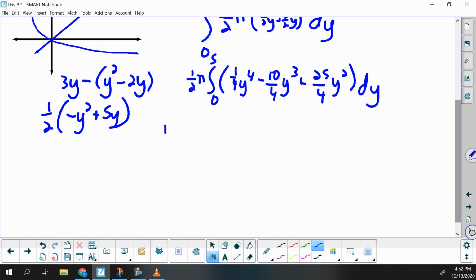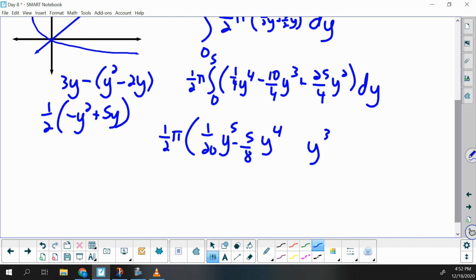So we'll take our antiderivative. We're going to have y to the 5th, so now we'll have 1/20th out front. We'll have y to the 4th, so we're going to have negative 10/16, which reduces to negative 5/8. And we'll have y cubed, so out front we'll have 25/12. And we're going to evaluate that from 0 to 5.